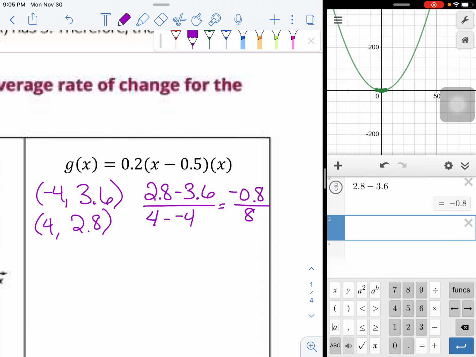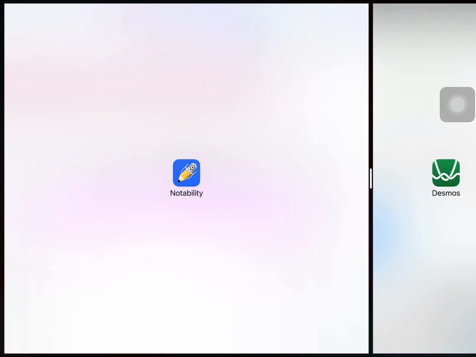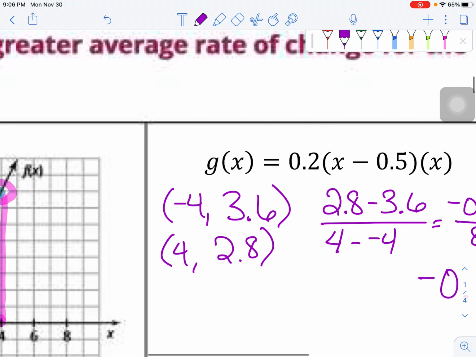So I'm going to take my answer here. And it's going to be, let's see, negative 0.8 divided by 8. So I get an answer of negative 0.1. All right, I'm going to go ahead and clear out Desmos here.